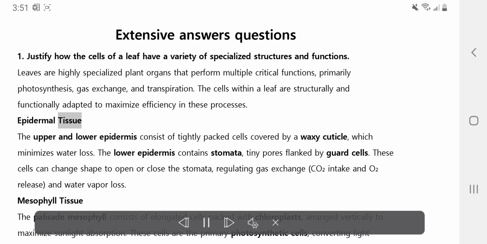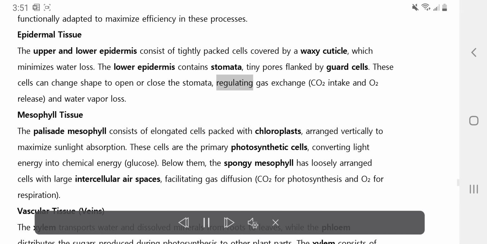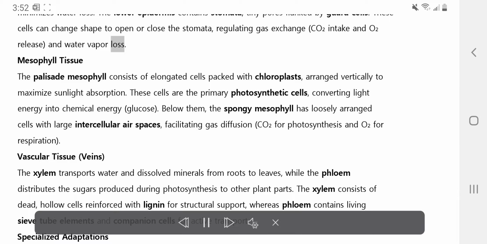Epidermal tissue. The upper and lower epidermis consist of tightly packed cells covered by a waxy cuticle, which minimizes water loss. The lower epidermis contains stomata, tiny pores flanked by guard cells. These cells can change shape to open or close the stomata, regulating gas exchange, CO2 intake and O2 release, and water vapor loss.